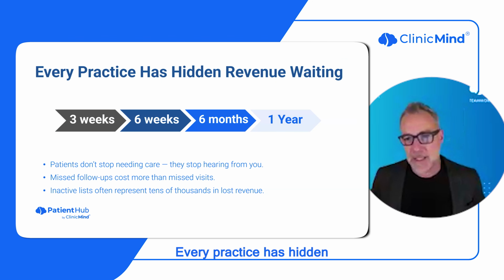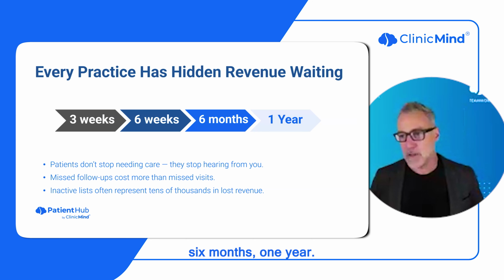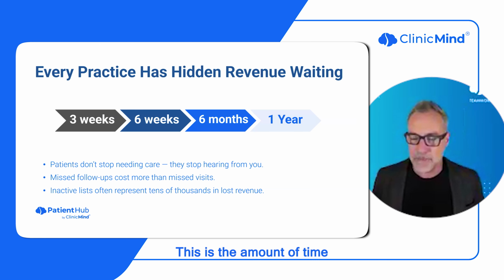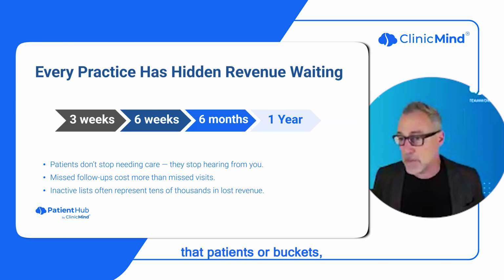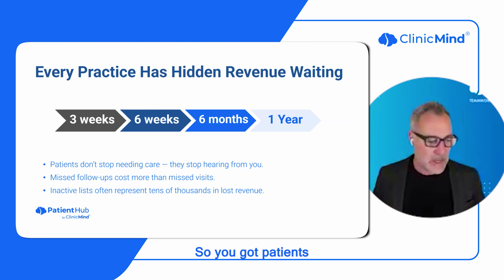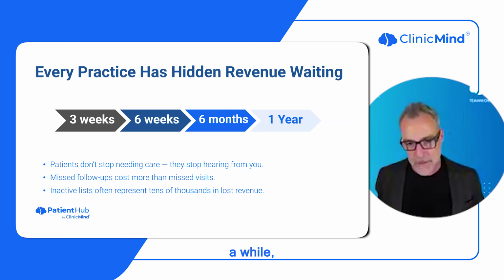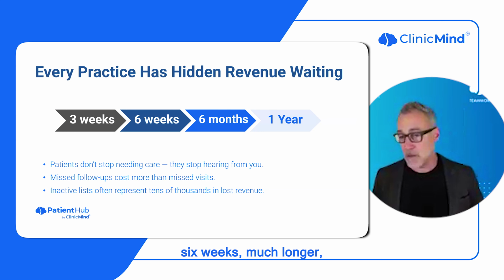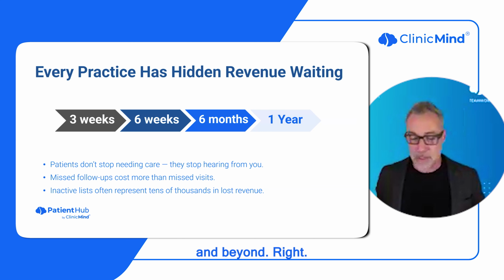Every practice has hidden revenue waiting. 3 weeks, 6 weeks, 6 months, 1 year. This is the amount of time that patients, or buckets if you would, of patients. Every practice, unless you've only been open for 6 weeks or 6 months, has all of these buckets, right? So you've got patients that are recently inactive, you've got patients that have been inactive for a while, 6 weeks, much longer, all the way up to a year and beyond, right?